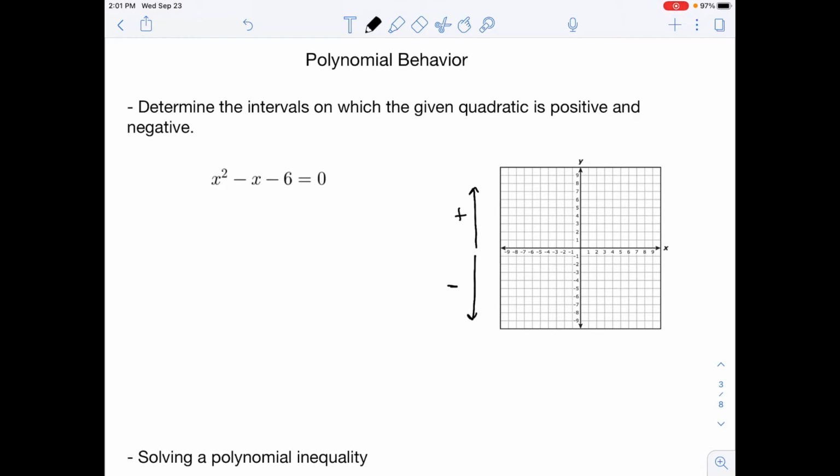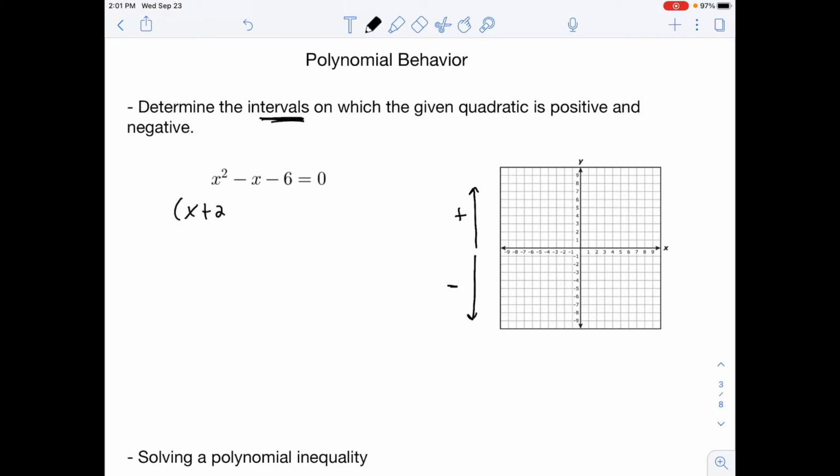So what we want to do is take a look at this graph and see where it is above the x-axis and where it is below the x-axis. That's going to determine the intervals where this quadratic is positive and negative. Well, how do we graph it? The best way is to factor it and see if we can come up with those x-intercepts. So this is factorable.